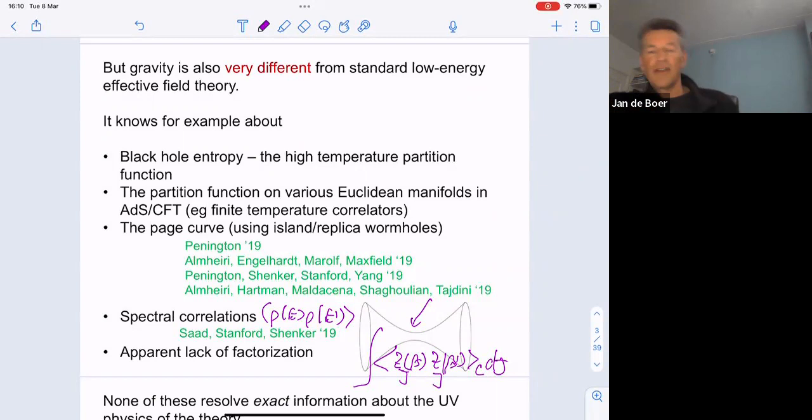Now, it's important, by the way, please interrupt anytime if you have a question or want to make a comment, because it would be nice to not just be talking by myself.